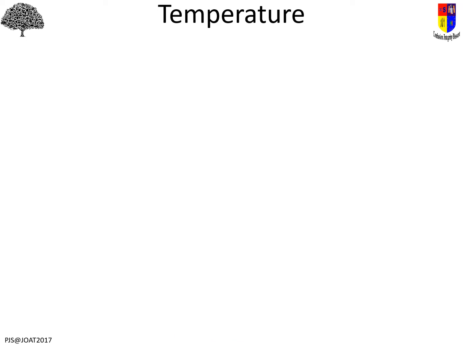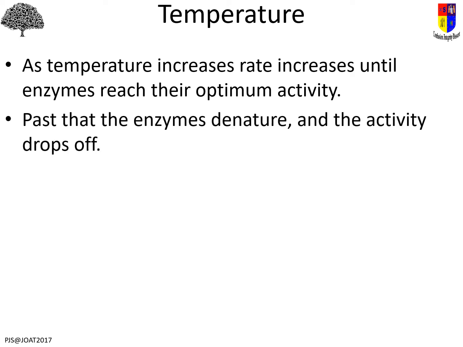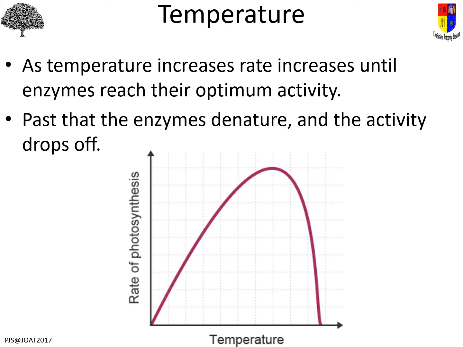Temperature doesn't look the same graph, but it's the same one that you've already seen, so hopefully it's not going to be too stressful. So it's going to do the same thing that you did normally for enzymes. It's going to increase until we get to optimum, and then enzymes denature, so activity drops off. We have an asymmetric curve.